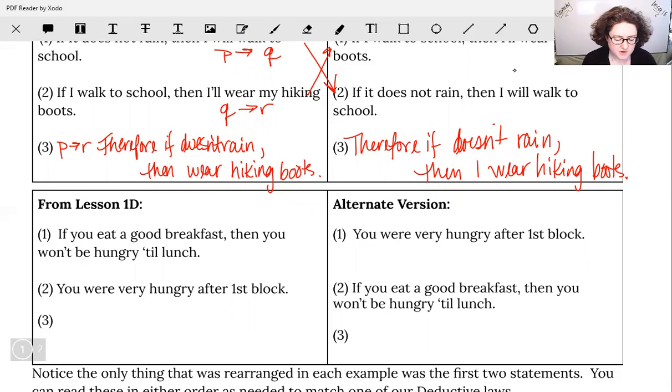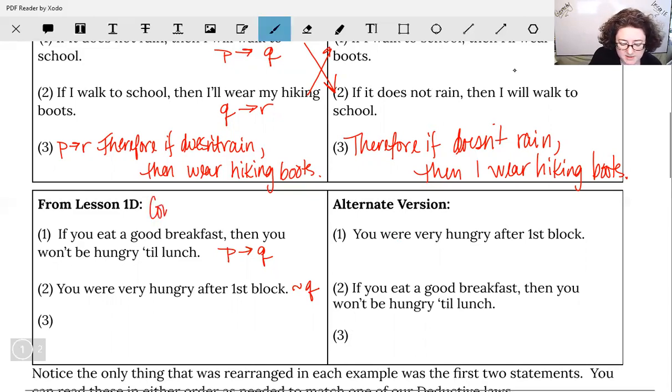Okay, so if you look at the first example from lesson 1D, if you eat a good breakfast, then you won't be hungry till lunch. So if P, then Q. Second statement, you were very hungry after first block. So the way we did this last time was we called that negative or negated Q because it really is opposite from that main idea, but very closely related to that first sentence. So again, this is following our law of contrapositive.